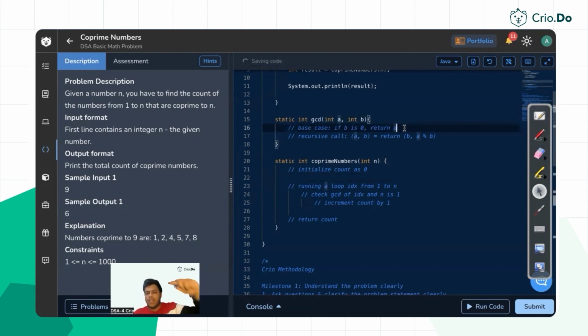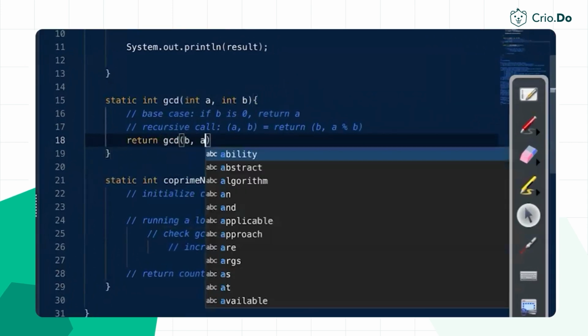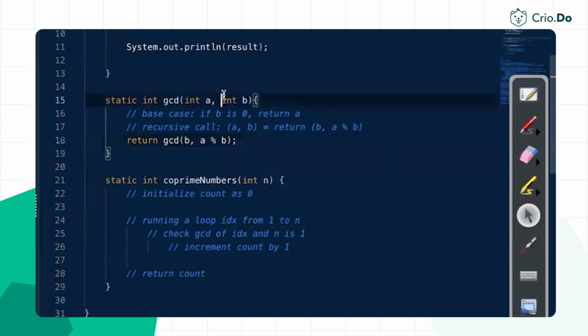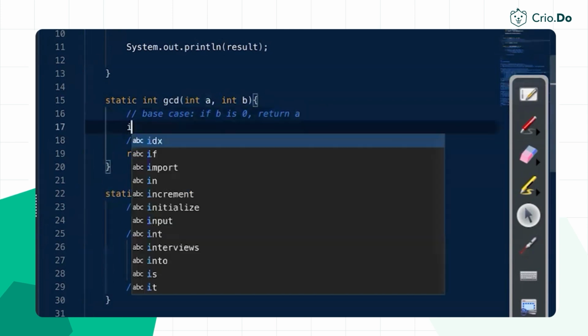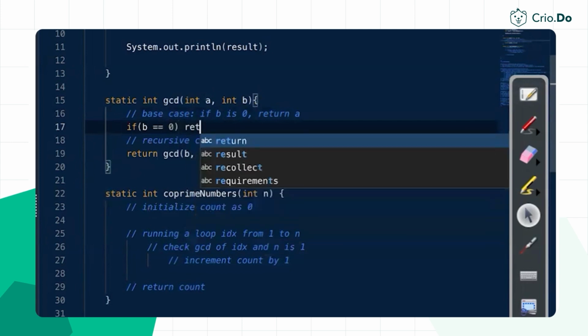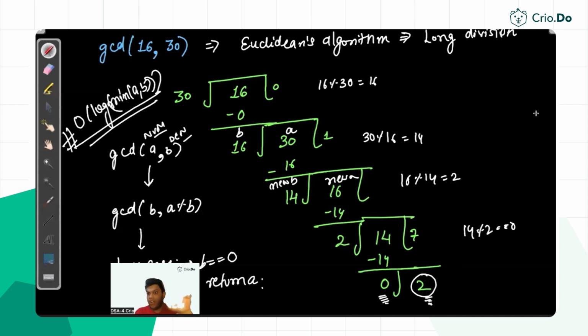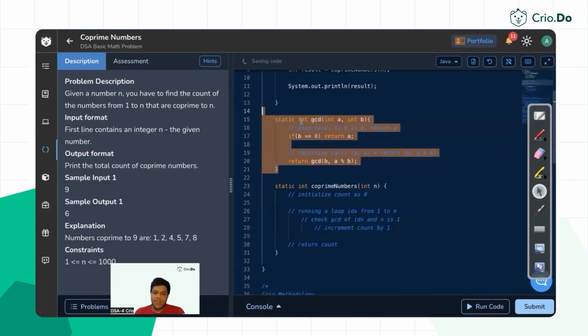We are using a recursive function so that there are only 2 lines of code. First will be the recursive call, that is GCD of A comma B will be the same as GCD of B comma A modulus B. That is, the previous denominator will become the new numerator, and the remainder from the modulus operator will become the new denominator. And we are doing long division till the point denominator reaches 0, till the point B is 0. As soon as B is 0, that is the base case, we have to return the numerator as the answer. That we discussed using a test case of 16 comma 30. So this is the 2 lines of the GCD function.